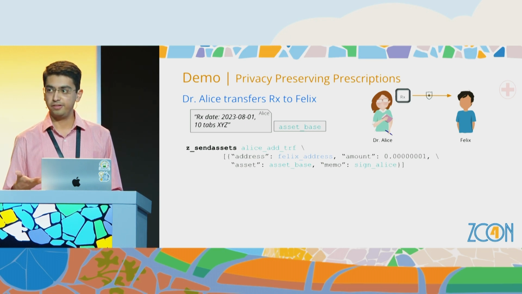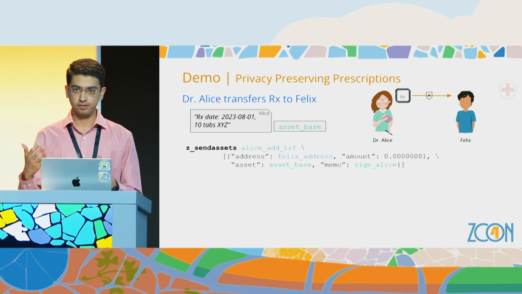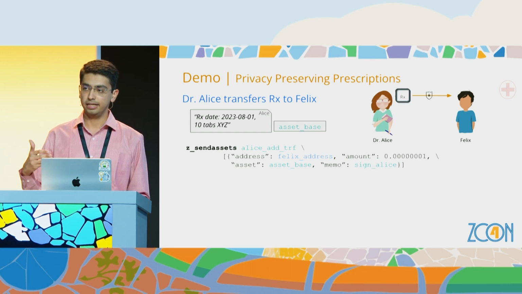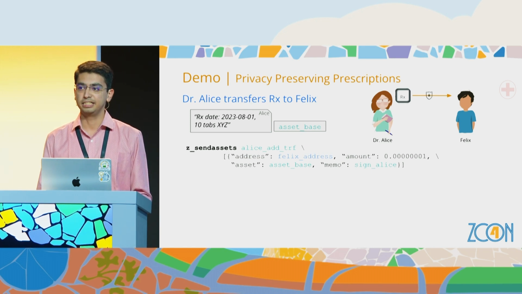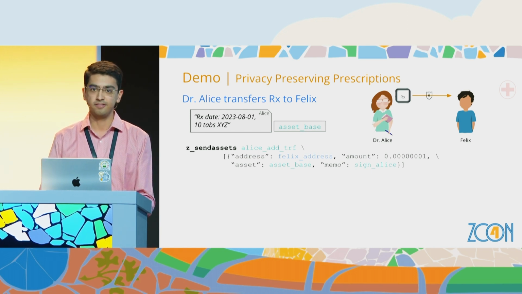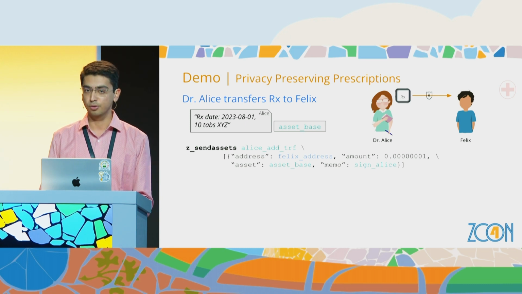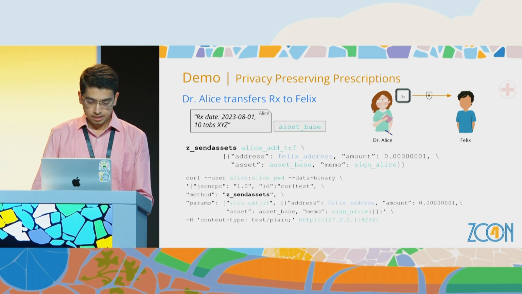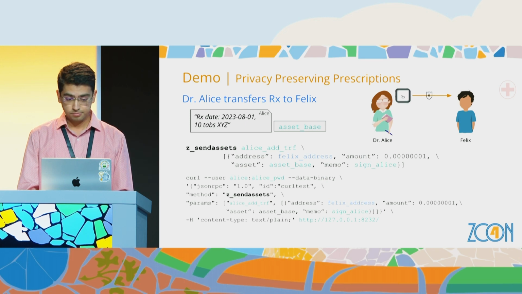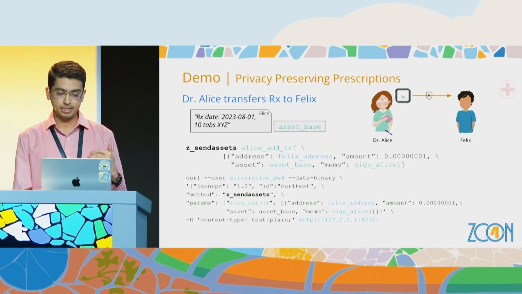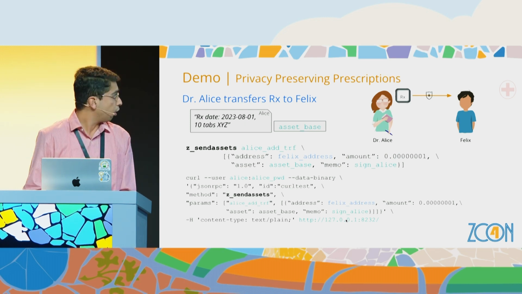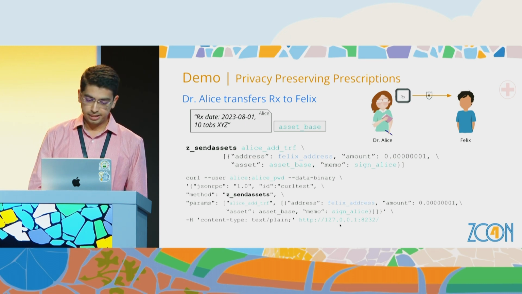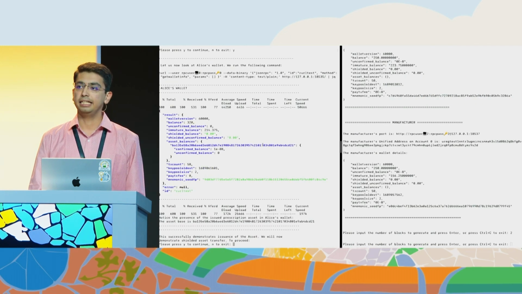Here I'm using the memo field with a signature by Alice of the information, so that later Felix can use that to show that this is something truly sent by Alice, and not just himself making his own token up and trying to get some more medication. The curl command again uses z_sendassets and the same parameters that I mentioned above. I should point out that the HTTP address here is different, and it gets taken directly in the demo.